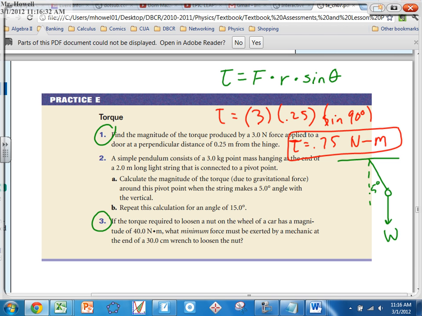If the torque required to loosen a nut on the wheel of a car has a magnitude of 40 Newton meters, and in this one they use Newton times meter, same thing as Newton hyphen meter. Again, Newton times meter and Newton hyphen meter both mean times. What minimum force must be exerted by a mechanic at the end of a 30 centimeter wrench to loosen it? So what are we trying to find now? F. We're solving for F.